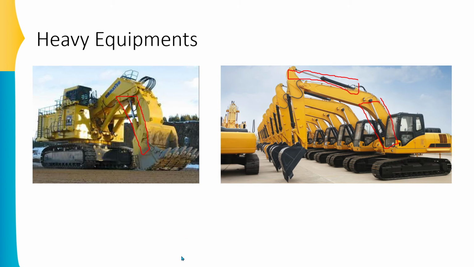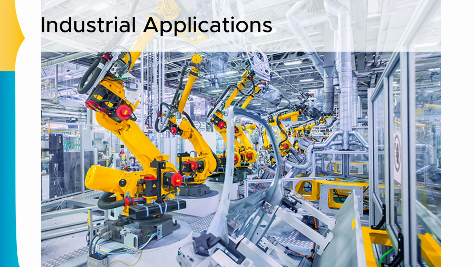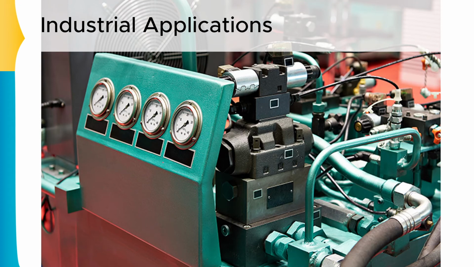Other than that, in industries there are also hydraulic presses available. This is the hydraulic power unit, and the power is transmitted to the mechanism and then the machine works. This is another example. There are lots of industrial applications also. If you talk about robotic arms, or any other major fields where you observe lines passing through, there is a high probability that you will see a hydraulic system there.